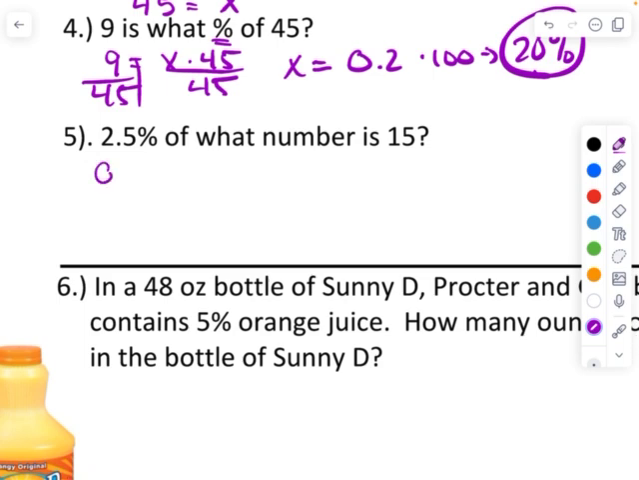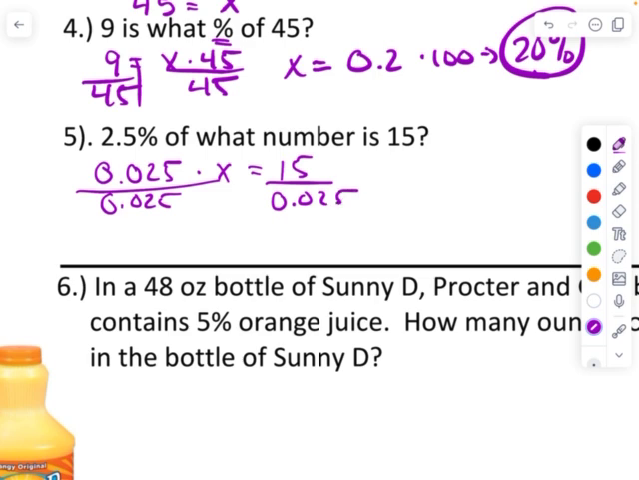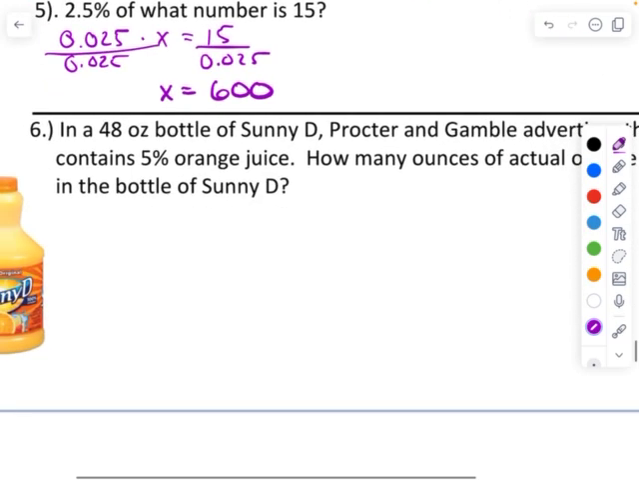And then last but not least, 2.5%, which I need to turn into a decimal. So 0.025 of x is 15. Divide both sides, and I should get 600.